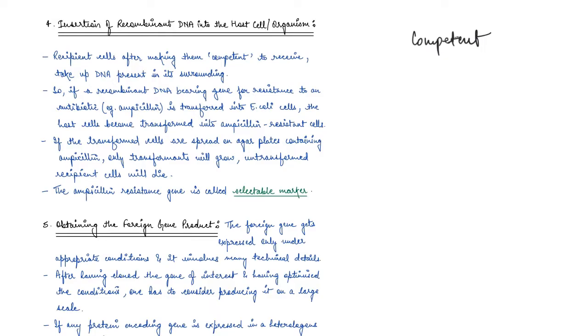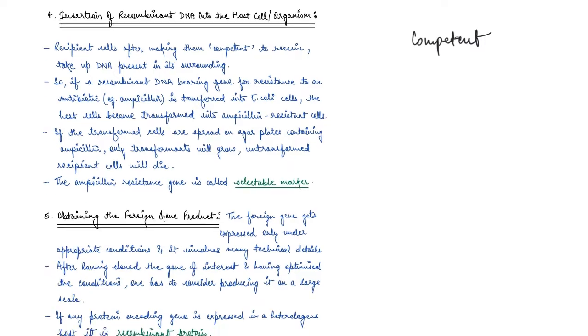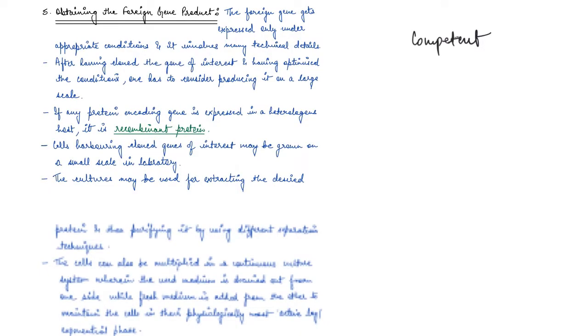Now what happens after you insert the recombinant DNA into the host cell? You obtain the foreign gene product, right? So after the foreign DNA or the recombinant DNA is inserted into the host cell, this foreign gene starts expressing itself under appropriate conditions, right? Now again, this involves many technical details. Remember that. So what is happening is that the alien DNA is getting multiplied, and it starts expressing itself, right?